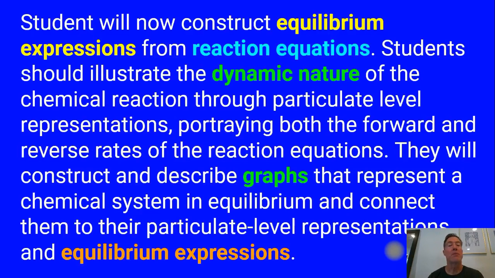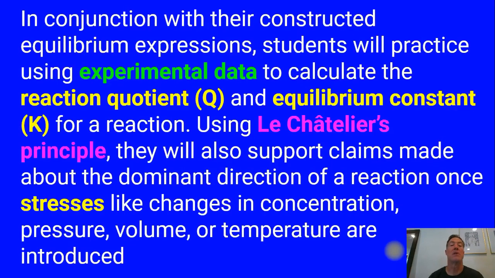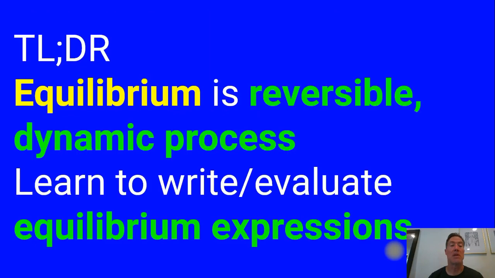Students will construct equilibrium expressions from reaction equations. Students should illustrate the dynamic nature of the chemical reaction, portraying both the forward and reverse rates of reaction equations. We look at graphs that depict this, and especially we're going to look at equilibrium expressions. And we're going to use experimental data to calculate what's known as the reaction quotient and equilibrium constants for a reaction. Then, using something called Le Chatelier's principle, we will talk about what happens to a system in equilibrium when stress is placed on it and how it responds to those stresses.